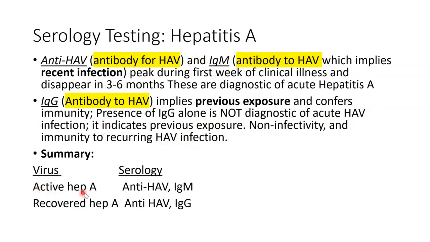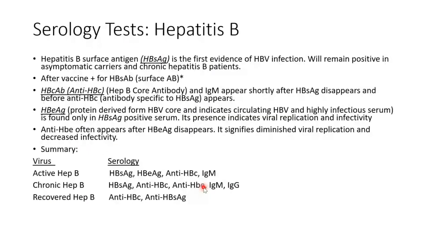So in summary, for an active hepatitis A, the antibody for hepatitis A, IgM, is present. For a recovered hepatitis A, the antibody, specifically the IgG, would be present. Simple, right? That one's pretty easy. Here's where it gets a little bit complicated. It's complicated and high yield. When we talk about the serology for hepatitis B, I'll try to keep it as simple as I can and point out the main things that I want you to know.